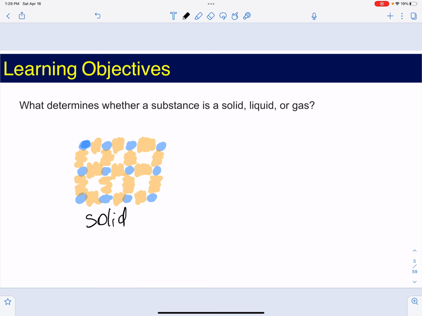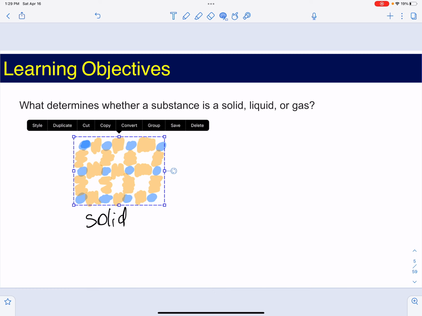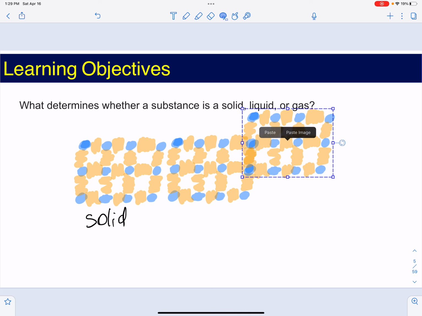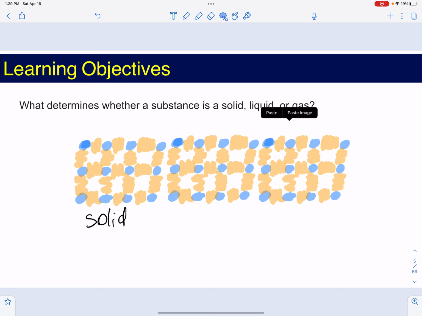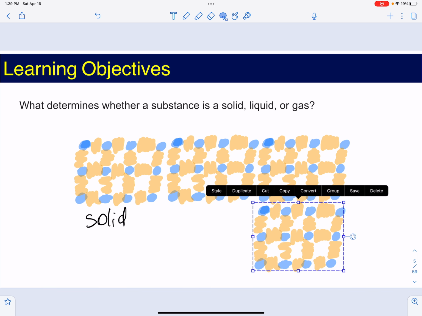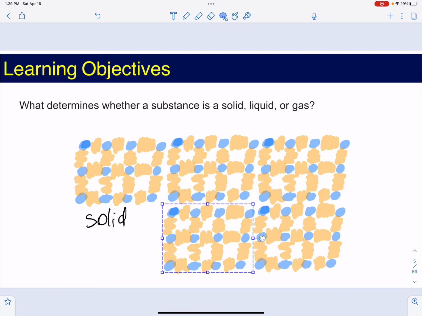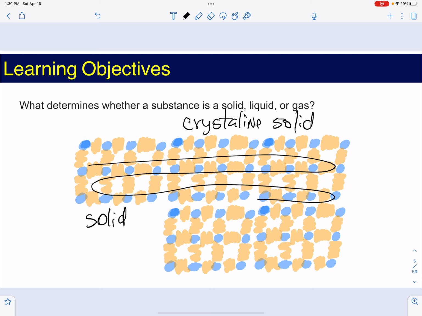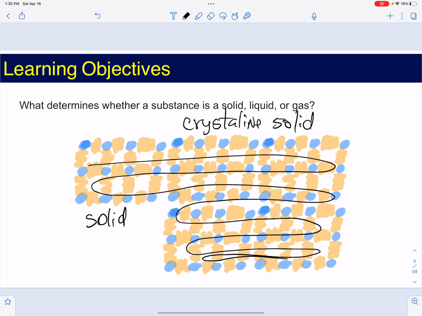And if this pattern that we just have in here happens to repeat and repeat and repeat and so on, then this is a very well-defined solid. And this is what we're going to call a crystalline solid, because the forces repeat all over the same, over and over.